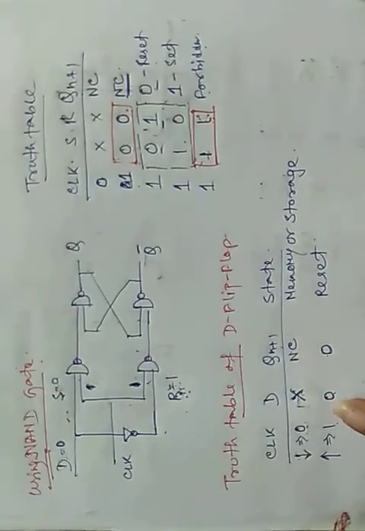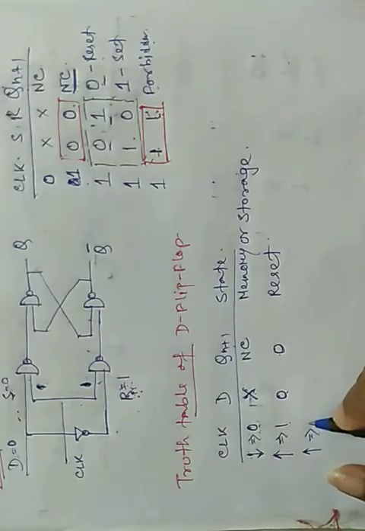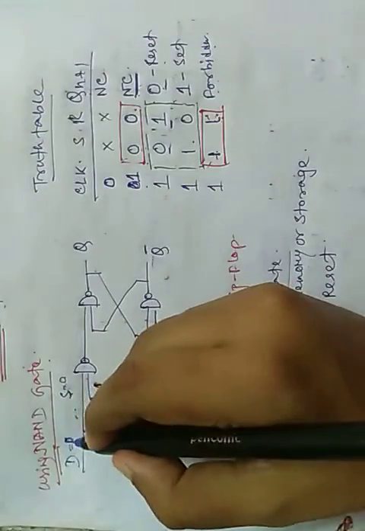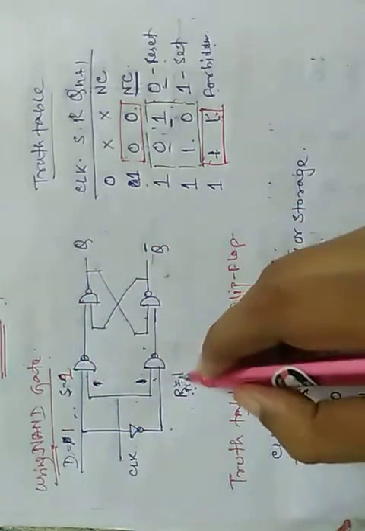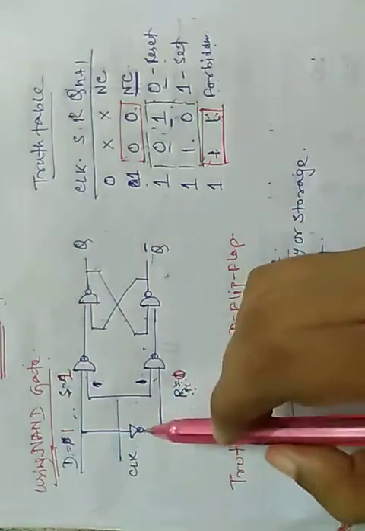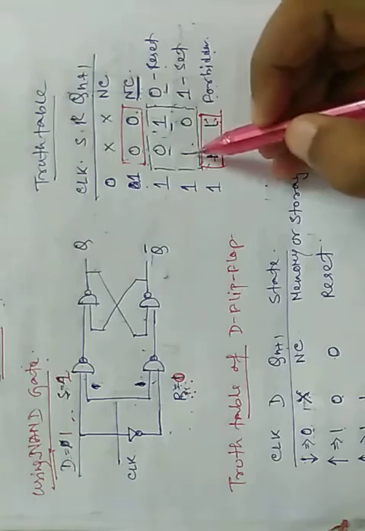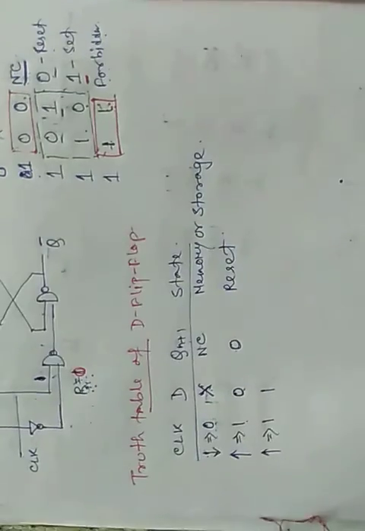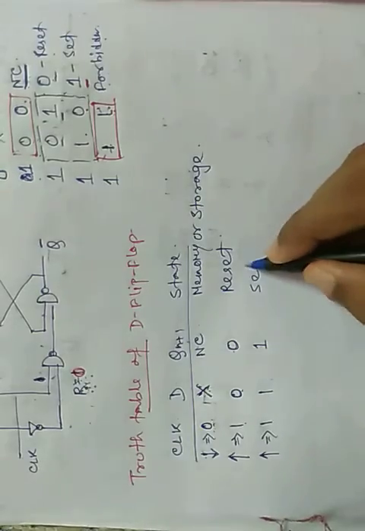That is the reset condition. Okay, now the next state, when the clock is positive edge triggered, clock is 1, and D is 1. Suppose D is 1, so S becomes 1 and R becomes 0, as an inverter is added, the inverted value of S passes to R. So S is 1, R is 0, which means it is the set condition, 1.